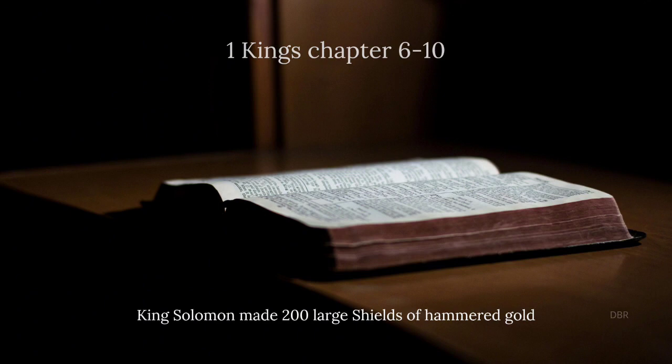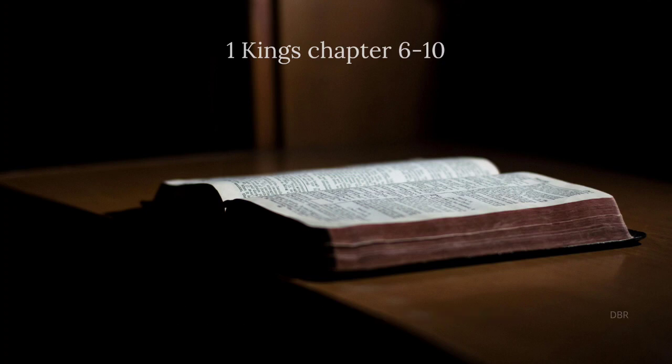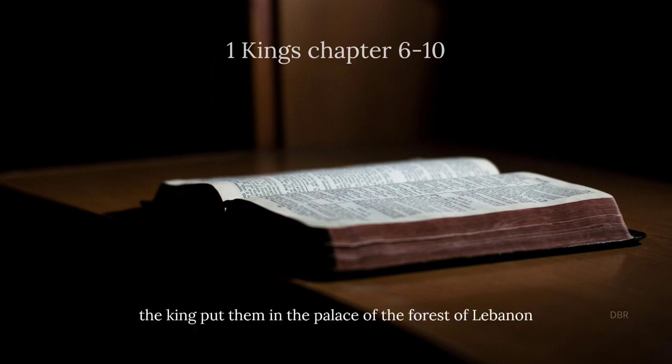King Solomon made 200 large shields of hammered gold. 600 shekels of gold went into each shield. He also made 300 small shields of hammered gold, with 3 minas of gold in each shield. The king put them in the palace of the forest of Lebanon.